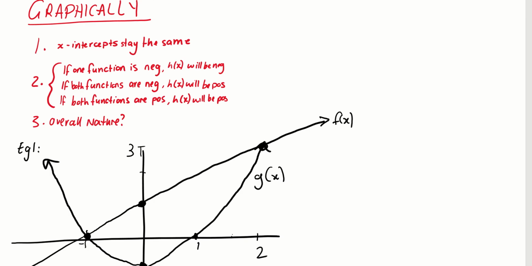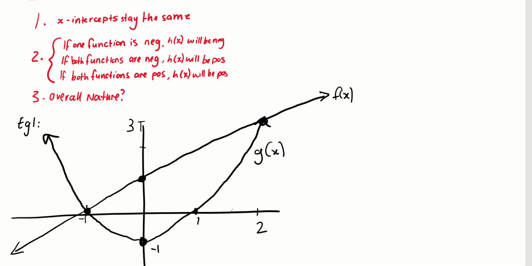Alright, so now graphically, there are three big things to think about and just have that deep understanding of how these will work when we're multiplying. So let's think about these three things that I've said. The first thing is the x-intercepts stay the same. So any x-intercepts either f of x or g of x have, h of x will have all of those intercepts. And think about the reason behind that.